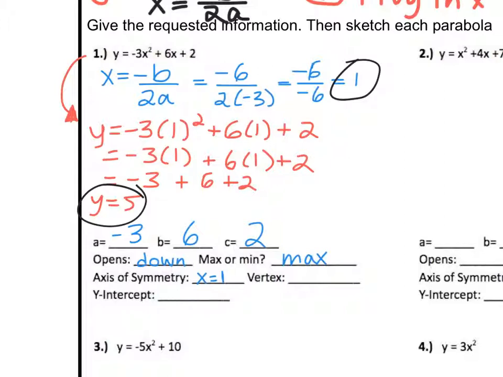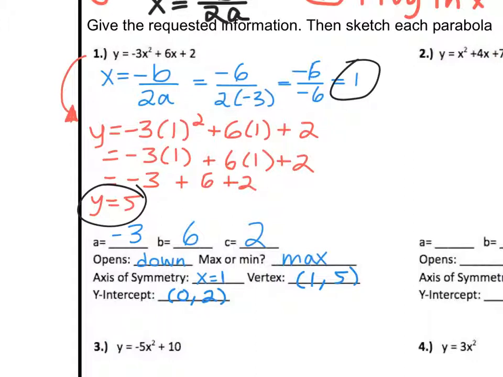The reason we plug in the axis of symmetry is because the axis of symmetry goes through the vertex. So this is the x value for the vertex. Plug it into the equation to get the y. So the vertex is at 1, 5. The y-intercept you do not need to solve for. Do you remember which value is the y-intercept? C. So the y-intercept is at 2. 0, 2.